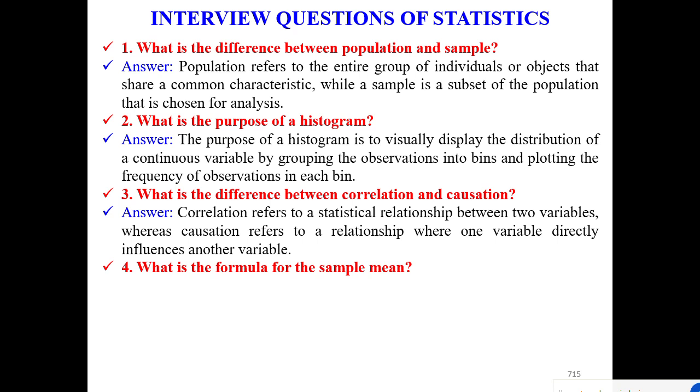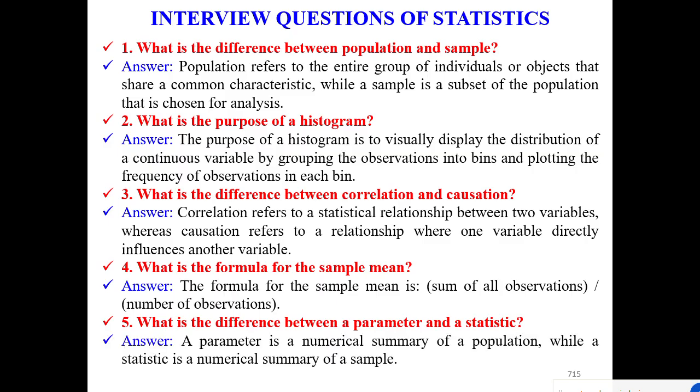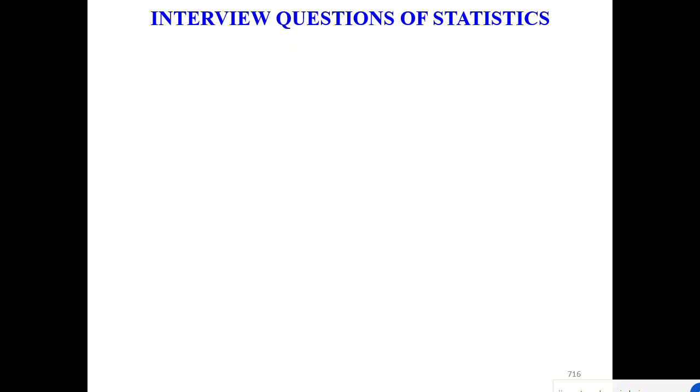Then what is the formula for the sample mean? The formula for the sample mean is sum of all observations divided by number of observations. What is the difference between a parameter and a statistic? Parameter is a numerical summary of a population, while a statistic is a numerical summary of a sample. Sum, total, average, these all belong to the statistic.